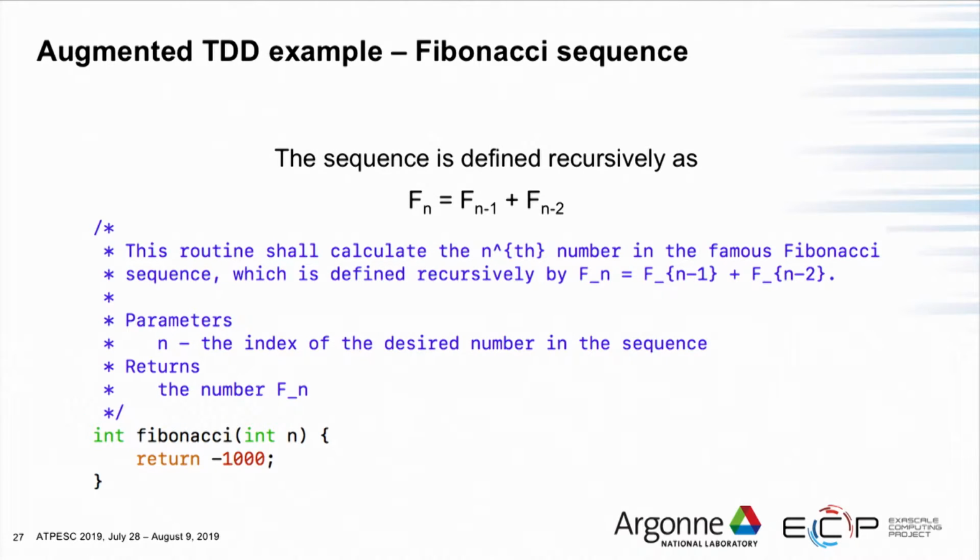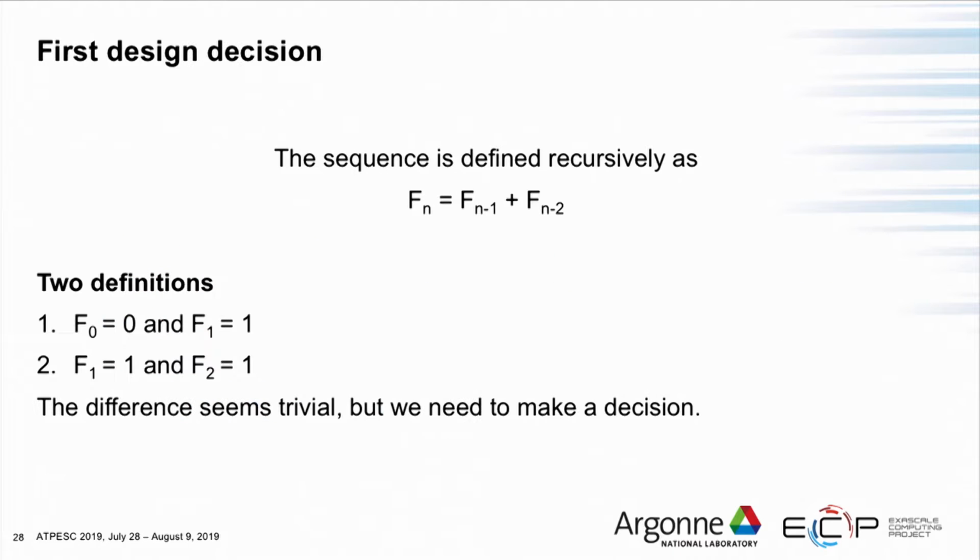And so what I have here is: this routine shall calculate the nth number in the famous Fibonacci sequence, which is defined recursively as blah. It takes an input, which is the index of the desired element in the sequence, and it returns that element. So at this point, people might be sort of angry with me because that definition I put up is not sufficient, right? It needs two starting parameters to prime that recursive sequence.